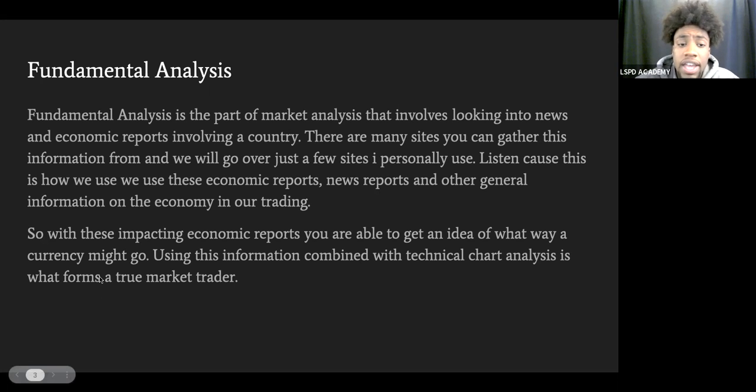With these impacting economic reports, you're able to get an idea where price is going, right? Which is very key in this game, because what we're doing is trading off where we think price is going to go. So we want to use any tool available to us that's going to benefit us in our work of trying to speculate where these price movements are going to go.